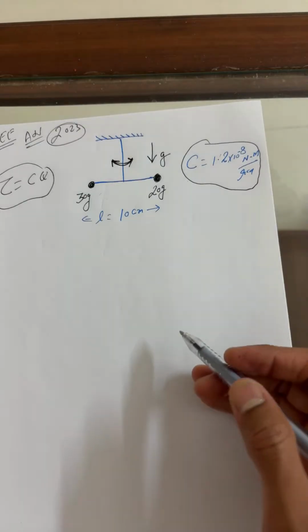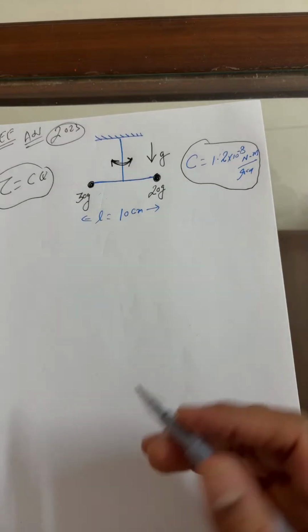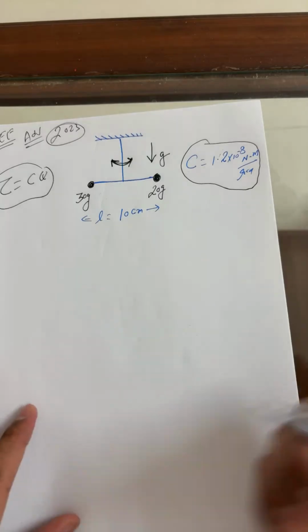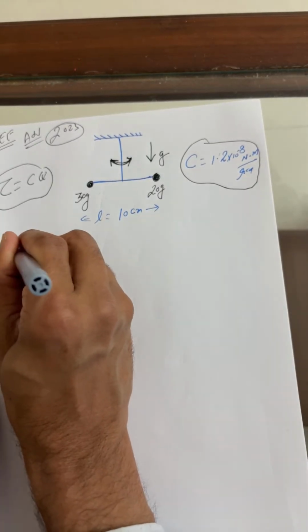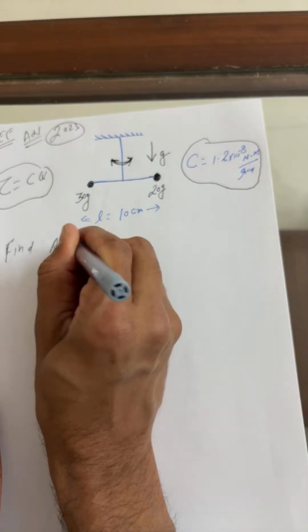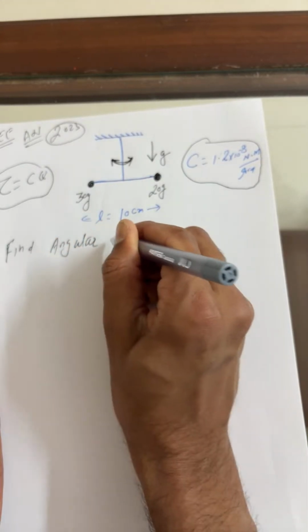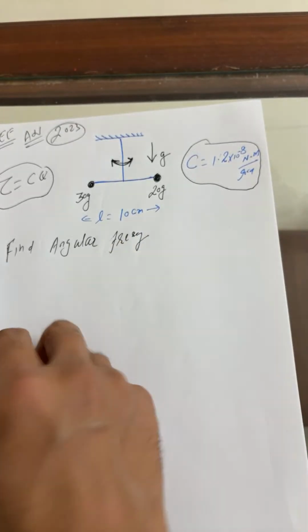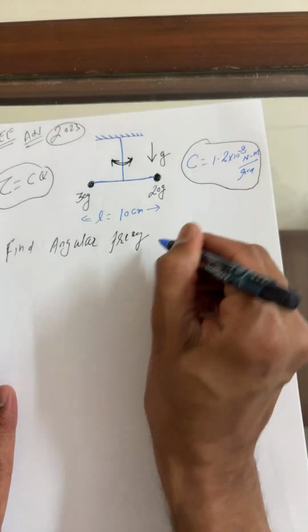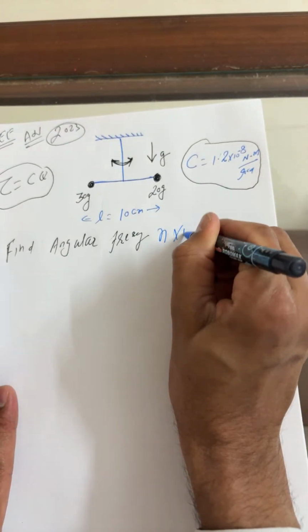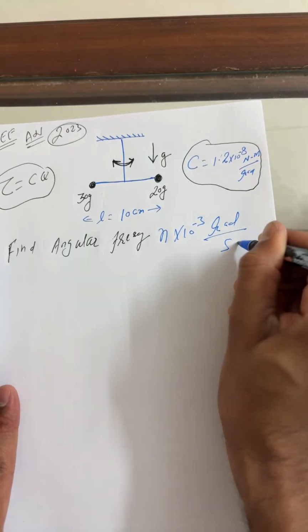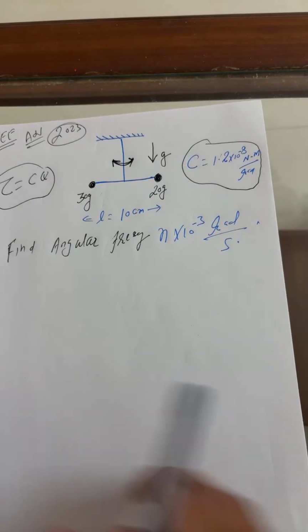Now let's go through this question further. The angular frequency of oscillation we have to find. We have to find the angular frequency. It's an integer type question. It is mentioned here as n into 10 to the power minus 3 radian per second.